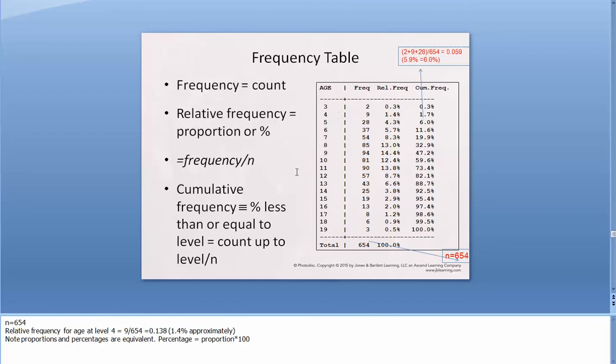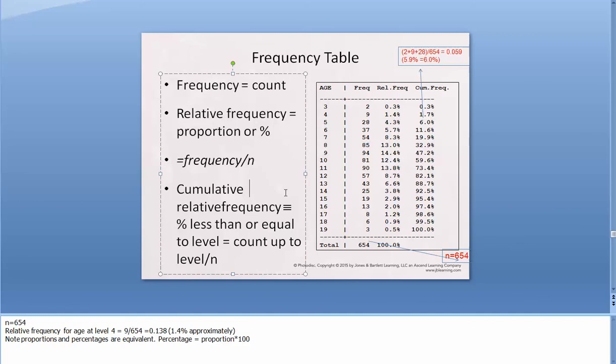Now let's go to the cumulative frequency. Cumulative frequency is the proportion or percentage less than or equal to a given level. In fact, I think it should be called cumulative relative frequency, but the book has it that way. So to get the cumulative relative frequency, you have to count how many observations there are up to that point.